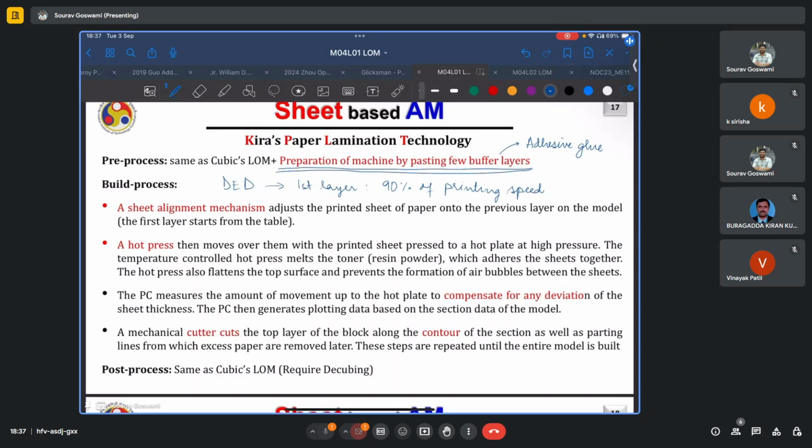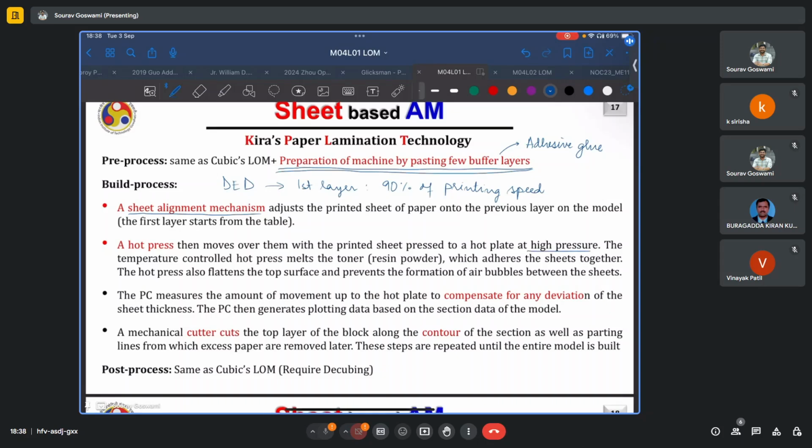Now the build process here: first you have a sheet alignment mechanism. Because you do not really have a take-up roll, you only have one material supply node, you do not really have tension to control the motion of the sheet. Thus, you must have an alignment mechanism which adjusts the printed sheet of paper onto the previous layer. A hot press or something like a hot iron then moves over them with the printed sheet pressed to the hot plate at high pressures.